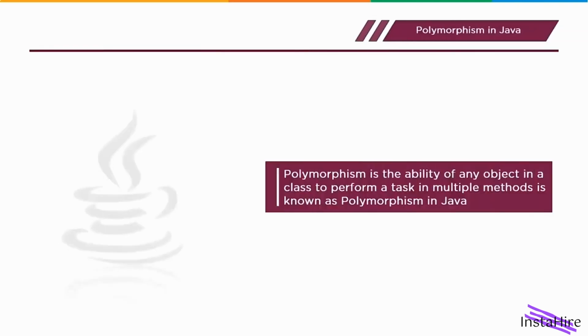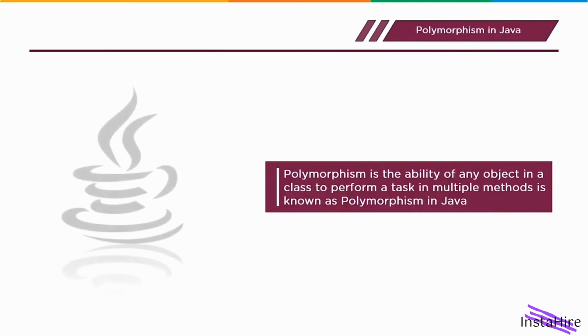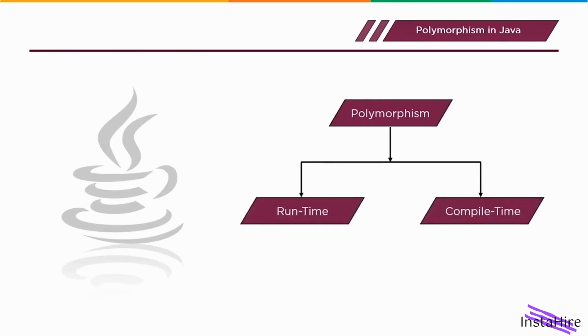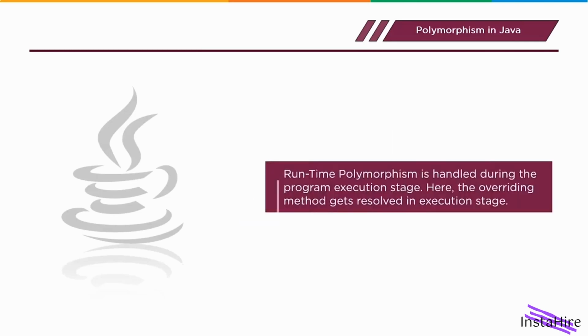So first, let's start with the definition. What exactly is polymorphism? Polymorphism is the ability of an object in a class to perform a task in multiple methods, which is known as polymorphism in Java. Polymorphism is basically divided into 2 categories. The first one is runtime polymorphism and the second one is compile time polymorphism.